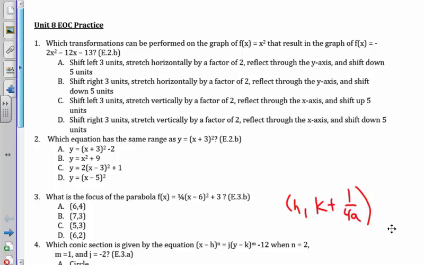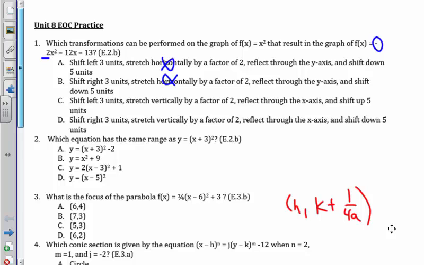If we look at this, hopefully the first thing you see is that it's negative and has a stretch factor of 2. So we know that it's opening down and has a stretch factor of 2. Remember that stretches vertically, not horizontally. So A and B definitely aren't it. The negative reflects it through the x-axis as well. So that's another giveaway that C and D are the possible right answers.